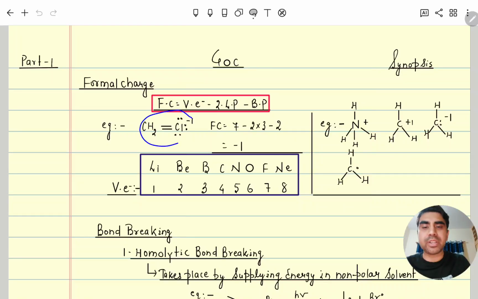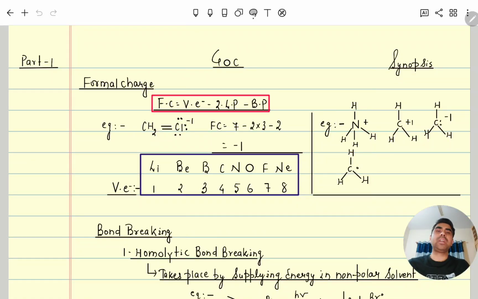Let's suppose this entity is there, and we are calculating the formal charge on chlorine. Valence electron is 7, minus 2 into how many lone pairs? Total 3, minus bond pairs. How many bond pairs are there? 2 bond pairs. So overall the formal charge comes to minus 1.